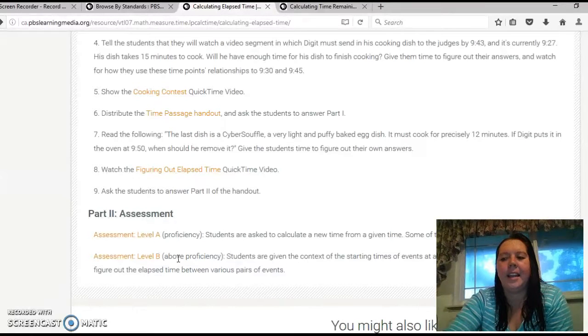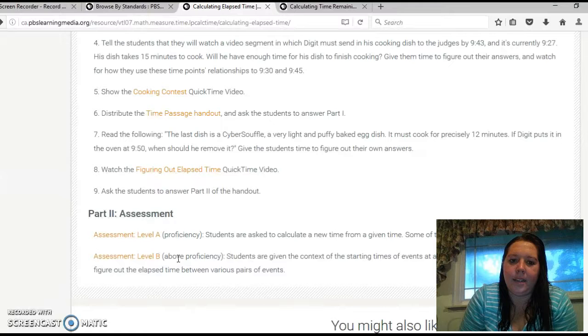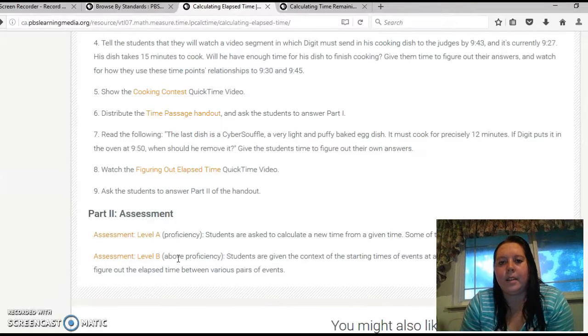However, assessment A is not very engaging, I feel, for blended, fully online, or even in-class students in the traditional classrooms, as it's more just rote memorization. Do they know how to add or subtract? Whereas assessment B is more engaging, as it is more of a real-life scenario type of problem that they need to work with. They're given different times of people who are in a track and field meet, and they have to look at those times and see how much time has elapsed between the different athletes for that track and field meet.